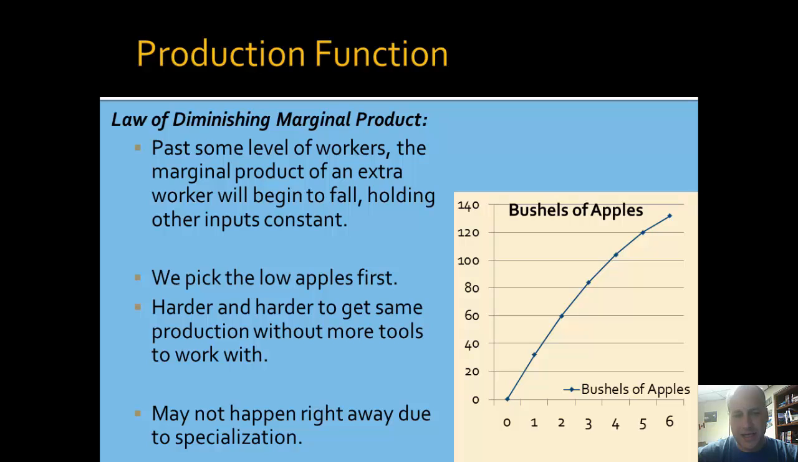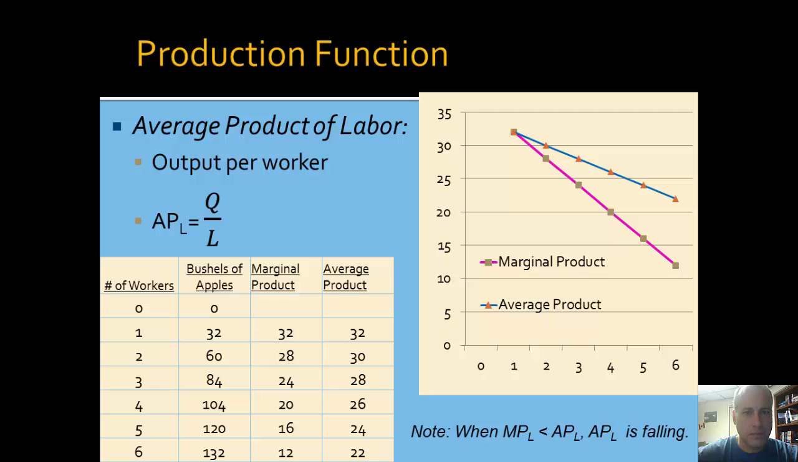Now, in some contexts, it might not happen right away due to specialization. For instance, if they are climbing ladders, it might be easier for one person to carry and hold the ladder while the other person climbs. So perhaps two people working together and specializing in different areas of production might fend off the law of diminishing marginal product for a while. But eventually, unless you give workers more tools, the marginal product of hiring an additional worker is likely to fall.